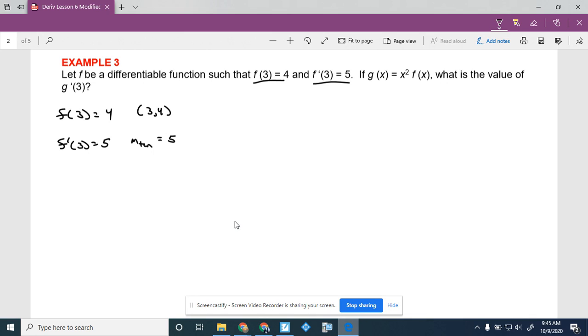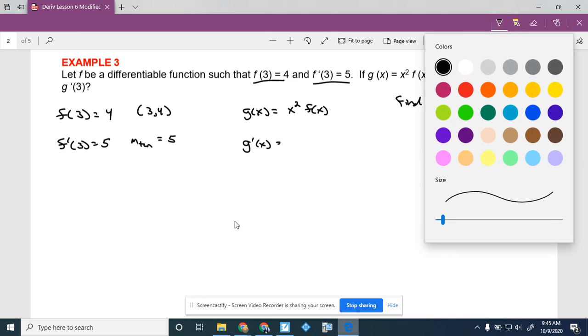Now in this problem, it says if g of x is equal to x squared times f of x, what's the value of g prime of 3? So they're asking you to find g prime of 3, but here's the deal. If they want g prime of 3, I want you, on your paper, in your work, to first find g prime of x. They want g prime of 3? Great. I'm going to find g prime of x first. So I have to take the derivative of this.